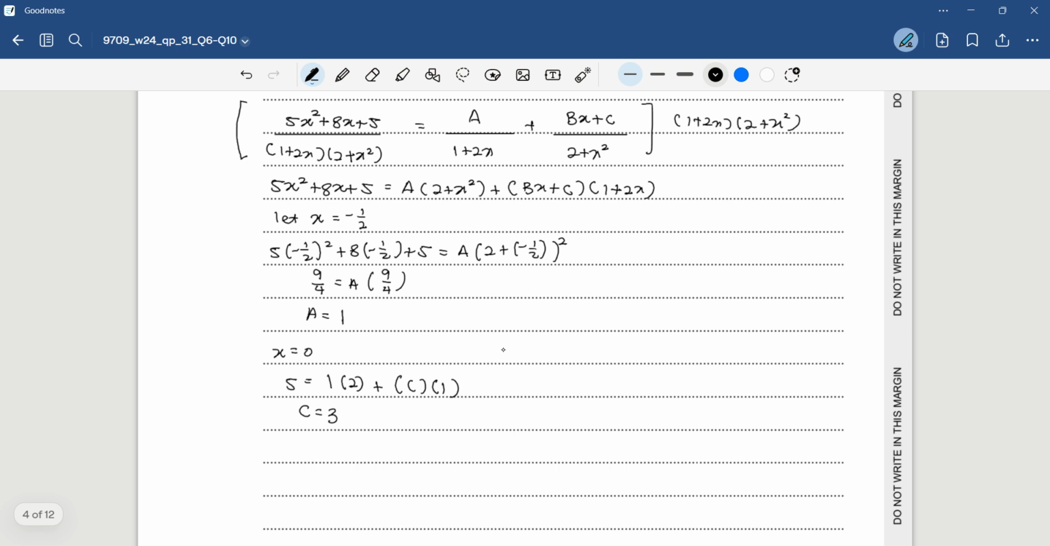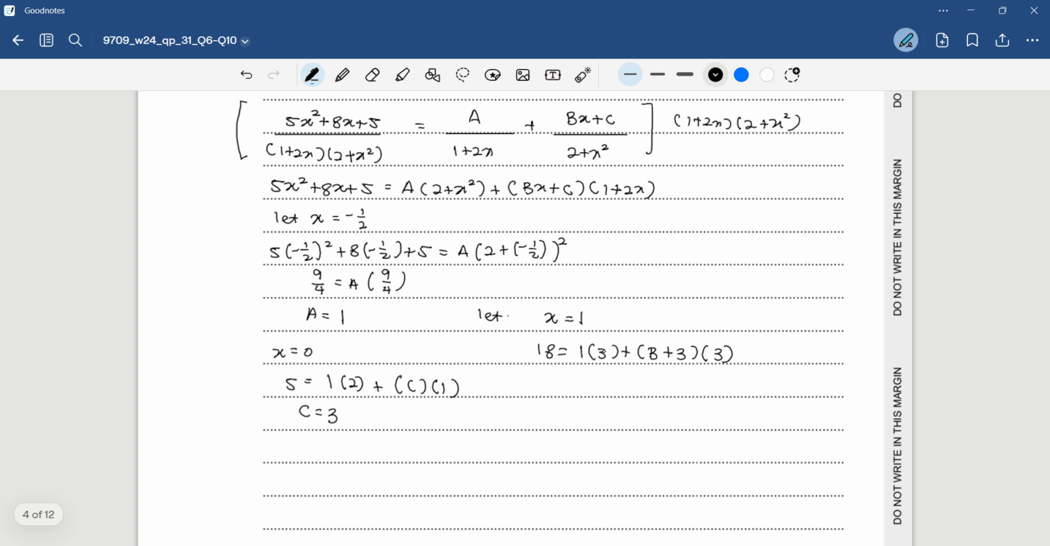And then I just randomly use any other value to find my b, because I already have my a and c. So I just need to find my b. So I let my x equal to 1. When x equals 1 you substitute, so it will be 5 plus 8 plus 5, 18. So 18 is equivalent to a, 2 plus 1. I already know my a, so a is equal to 1. So 2 plus 1 is 3, plus b, which I want to find, and c equals 3, and 1 plus 2 is 3.